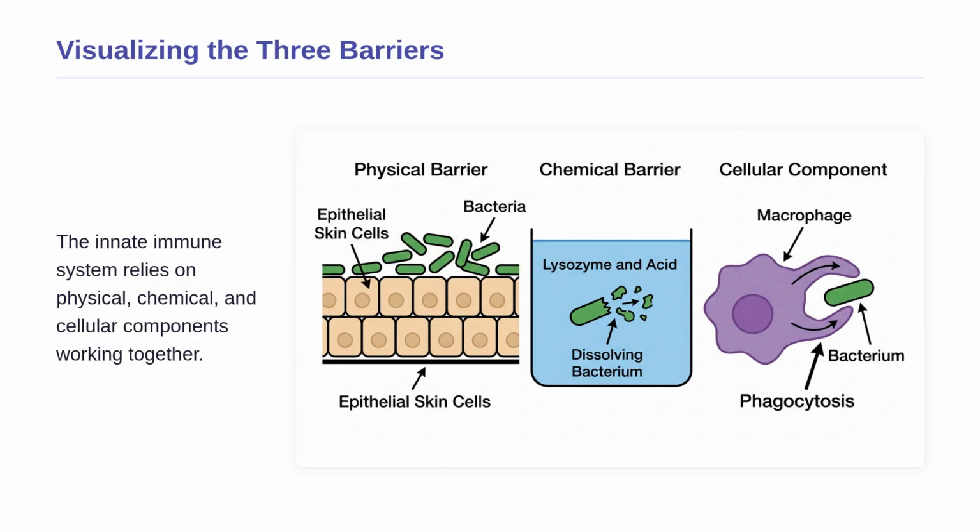Moving to the center, we see the chemical barrier. Here, a bacterium is trapped in a blue environment, representing lysozymes and stomach acid, and you can see the pathogen actively dissolving. Finally, on the right, we have the cellular component in action. A large purple macrophage is shown extending its membrane to engulf and eat a bacterium, a process known as phagocytosis. This diagram perfectly captures how these three systems work tirelessly to protect you.